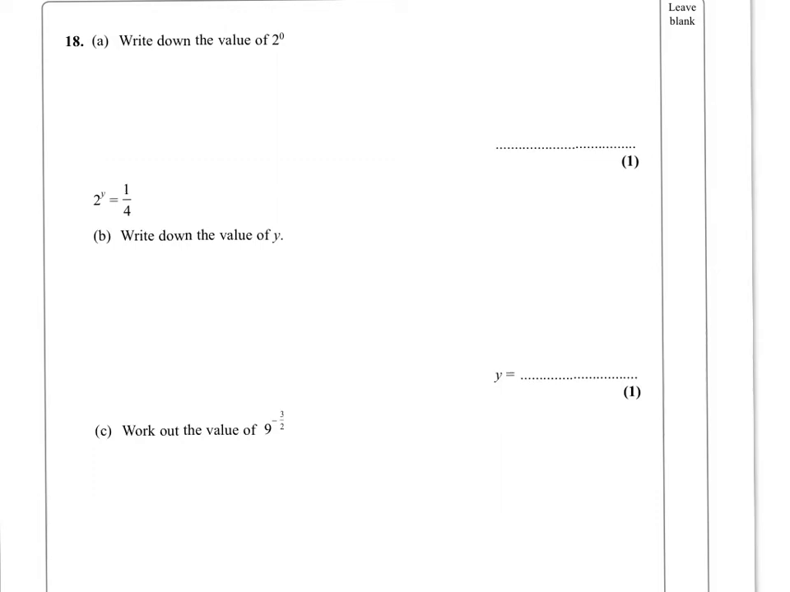So we'll start off with 18 part a, and we've got 2 to the power 0. Now you should know that anything to the power 0 is 1. Your teacher should have told you that. So it doesn't matter that it's 2. If it's to the power 0, the answer is always 1.